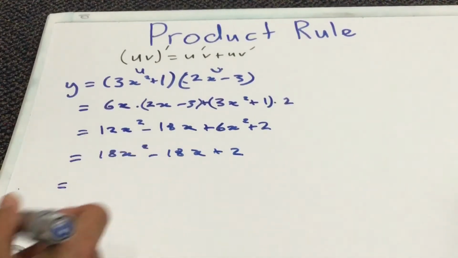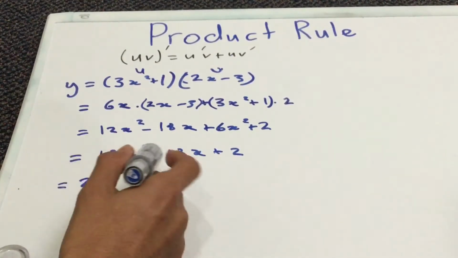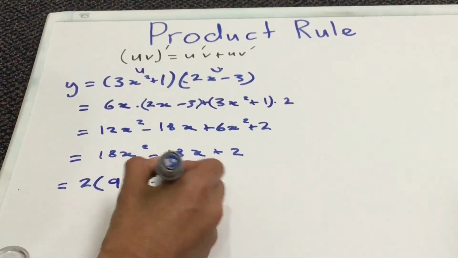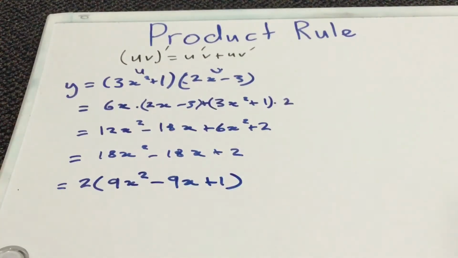Okay, you can factorize this. You can put 2 at the front, as everything can be divided by 2. So your answer should be 2 times 9x squared minus 9x plus 1. Okay, that's your answer. So now let's do one more.